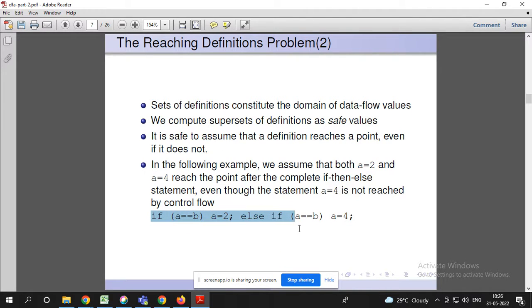If A equal to B, A will be assigned 2. Else, the value of A is assigned 4. Okay. We assume that both A equal to 2 and A equal to 4 reach the point after the complete if-then-else statement, even though the statement A is 4 is not reached by control flow. So what's the meaning? If the condition A equal to B is true, then A is equal to 2. Otherwise, only if it is false does the A value get changed. Am I right? Yes. So we will see the definitions.